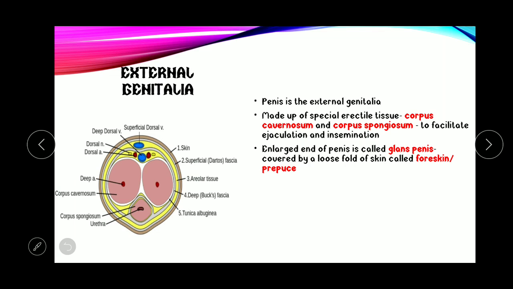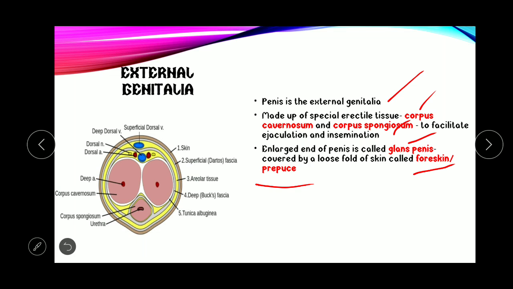Now external genitalia. The external genitalia is the penis, which is visible from outside. It is made up of special erectile tissue called corpus cavernosum and corpus spongiosum to facilitate ejaculation and insemination. Then the enlargement of the penis is called the glans penis, and it is covered by a loose fold of skin called foreskin or prepuce.